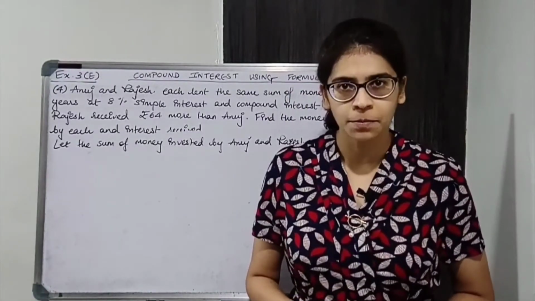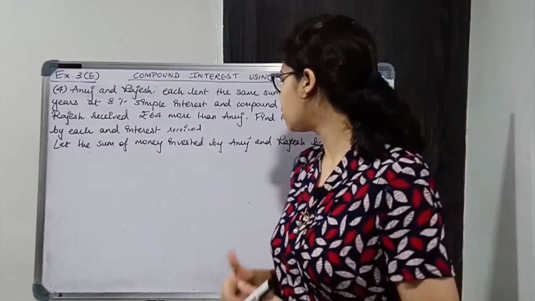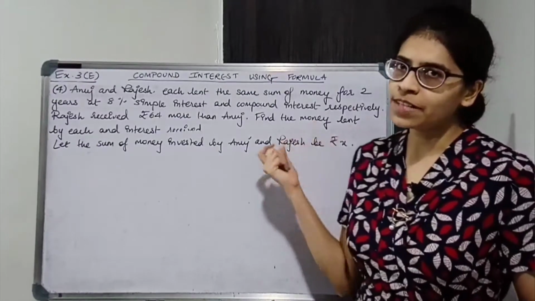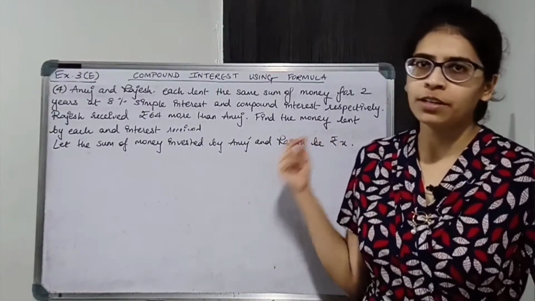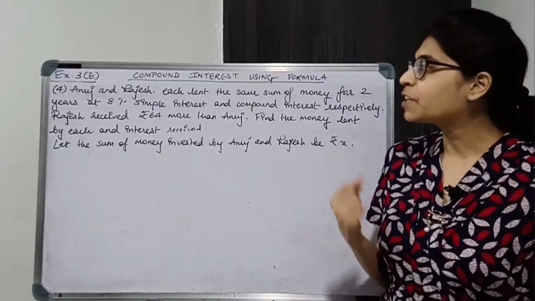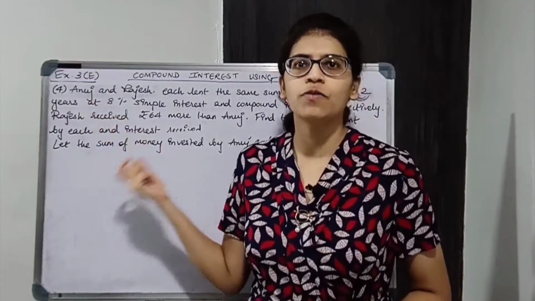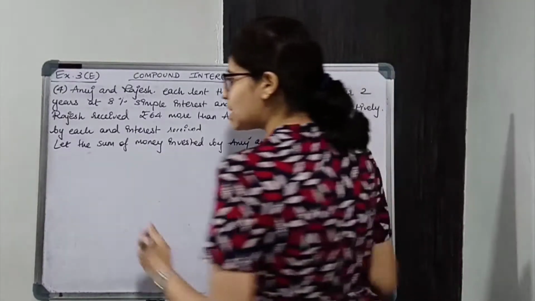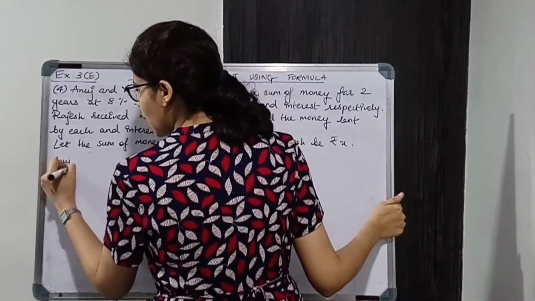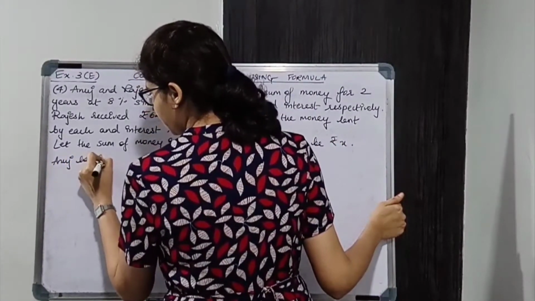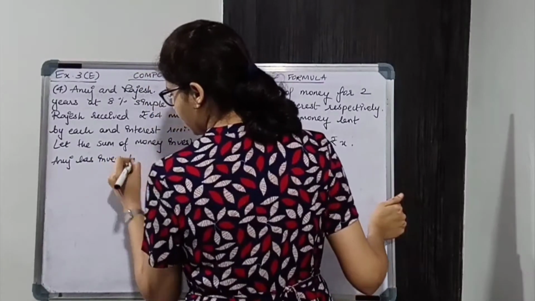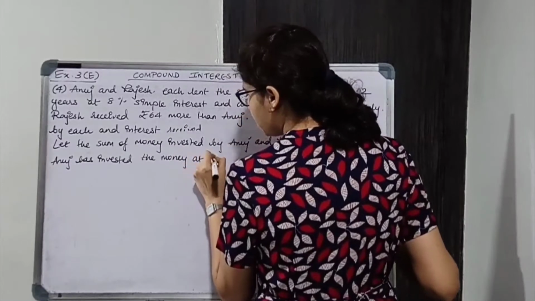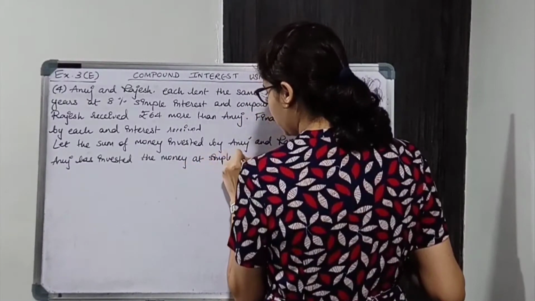Just add a statement. Let the sum of money invested by Anuj and Rajesh be X rupees. So both have invested the same sum of money, so we are assuming it to be X rupees. First we'll consider the case of Anuj where the money is invested at simple interest. So just write down a statement: Anuj has invested the money at simple interest.